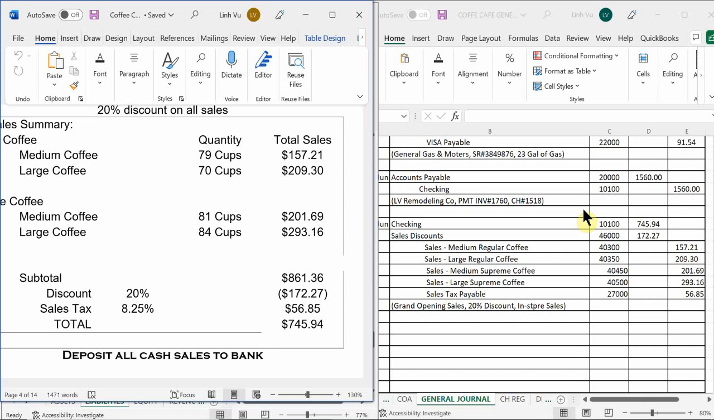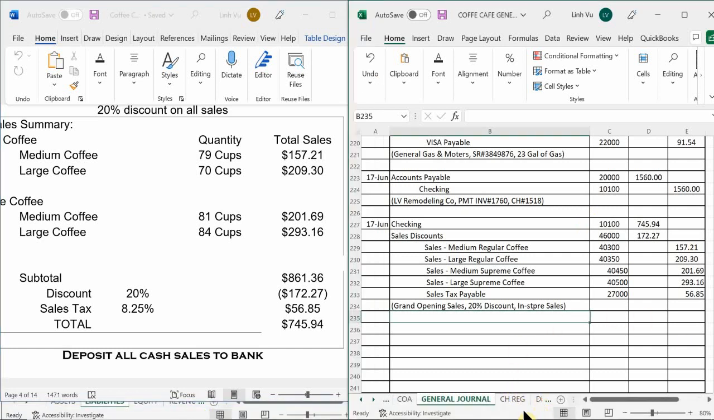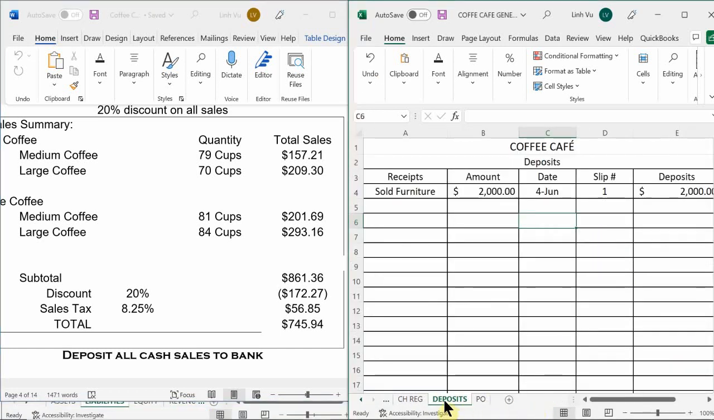Don't we have to put a deposit in there somewhere in our check register or something? Absolutely, because money doesn't just magically appear in your checking account, right? You have to physically go take that money to the bank and make a deposit. So we need to go ahead and record our deposits.